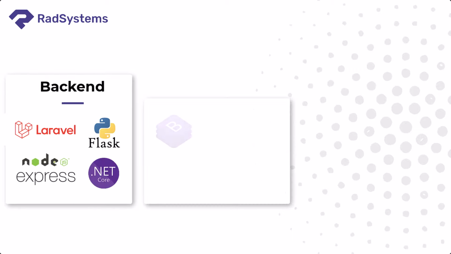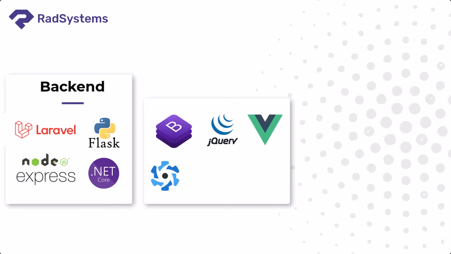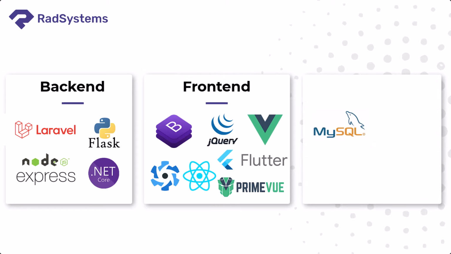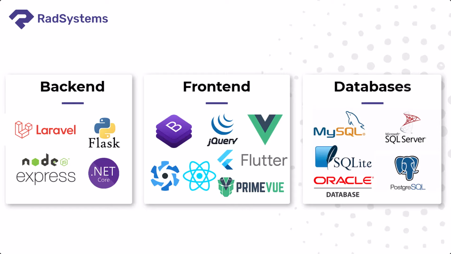Radsystems allows you to generate applications through PHP Laravel, Python Flask, Node Express.js, ASP.NET Core frameworks for its backend, and Bootstrap, jQuery, Vue.js, Quasar, Prime Vue, React, and Flutter frameworks for its front-end, while generating applications from MySQL, MS SQL, SQLite, Postgre, and Oracle database.